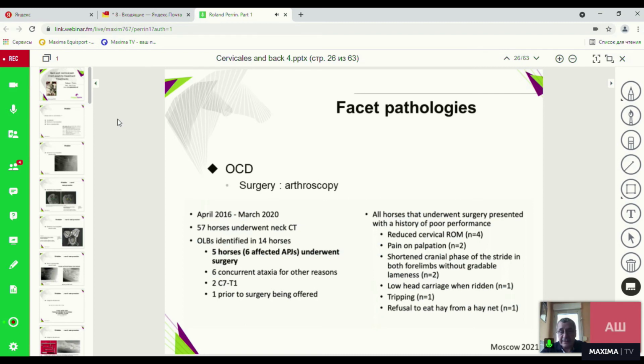So if you look at the clinical signs of these horses, it's very typical for me for this kind of pathology. You have reduced cervical range of motion, you have pain on palpation, shortened cranial phase, this is very important, low head carriage when ridden, tripping, this is important too, and refusal to eat hay from a net. So you have some signs that are typical of these pathologies. Excuse me, tripping, what do you mean by tripping? When they will fall when you ride the horse.